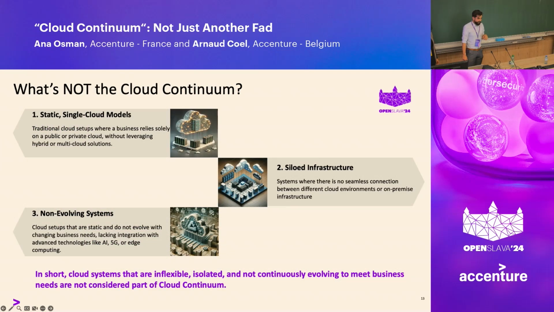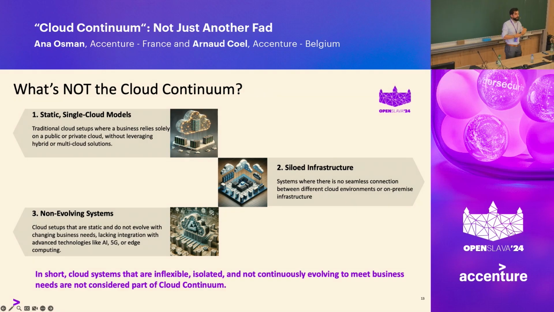But the cloud continuum is not a solution for everything, right? It's really for large-scale enterprises. So really static or siloed infrastructure, where, for example, you have one application that you just host on a virtual machine on Azure, is not a good candidate. It's really something for enterprises that have evolving systems and that need to iterate and work on their systems.